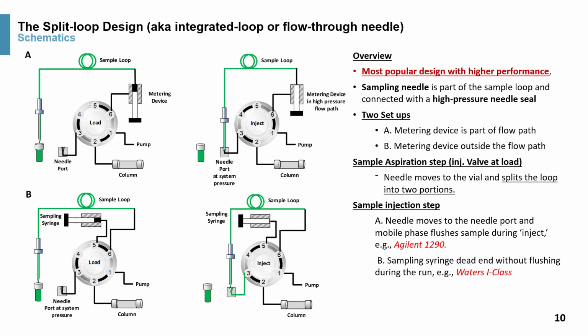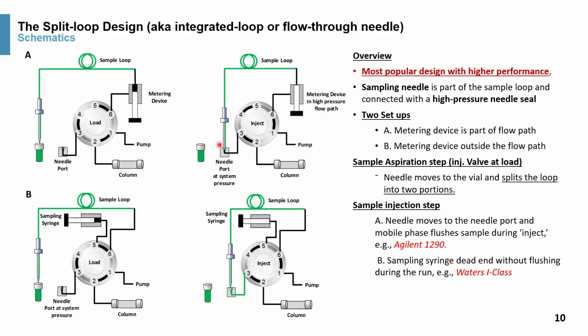Now, most of the modern designs are actually called a split loop design, also called integrated loop, or in Waters nomenclature, flow-through needle design. This is definitely the one preferred for most modern samplers. Now, why do we call it a split loop, right? So you think about the sample loop. Typically, here the sample needle is part of the sample loop, right? So you can think that when the sampling needle is traveling to sample a different vial, the loop is split.